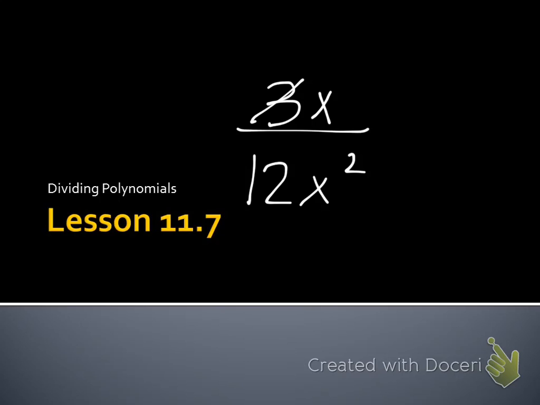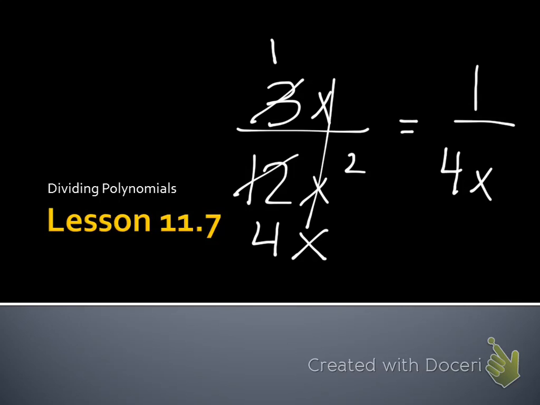So like if I had 3x over 12x squared, I would need to simplify that, okay? And I would say 3 goes into 3 one time, 3 goes into 12, 4. Cancel out my x's, and I'm still left with 1 down here because I only canceled 1 out. So I'd get 1 over 4x. That's how you simplify a rational expression. So today we're going to be dividing polynomials. Not the same thing as dividing rational expressions, okay? But you will need to know how to simplify a rational expression once we're finished dividing.